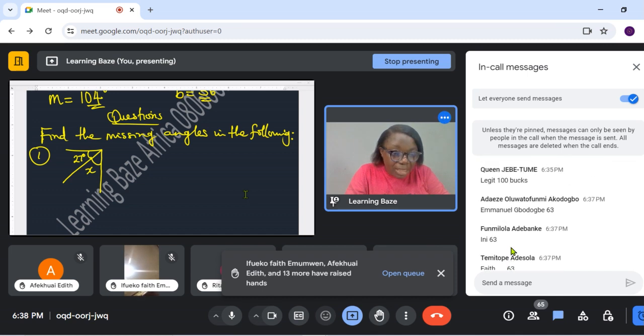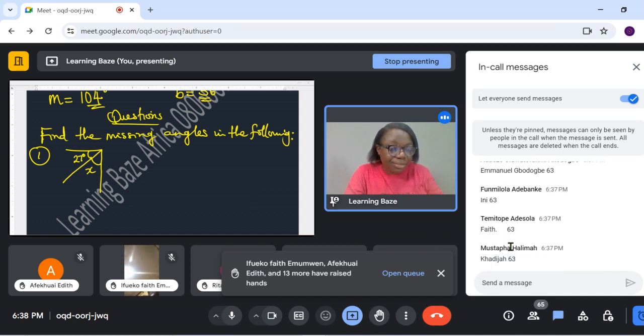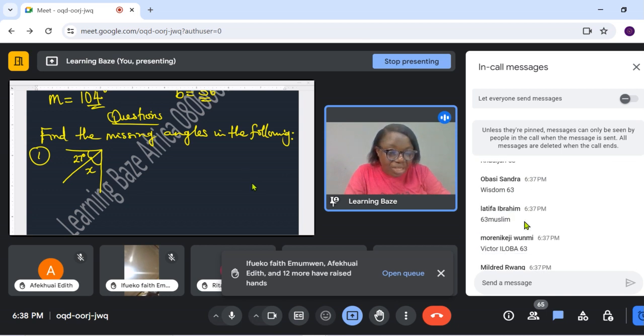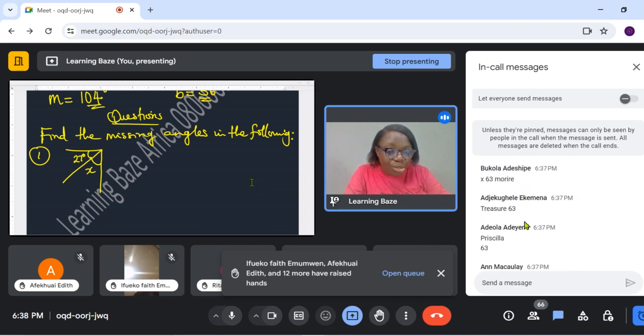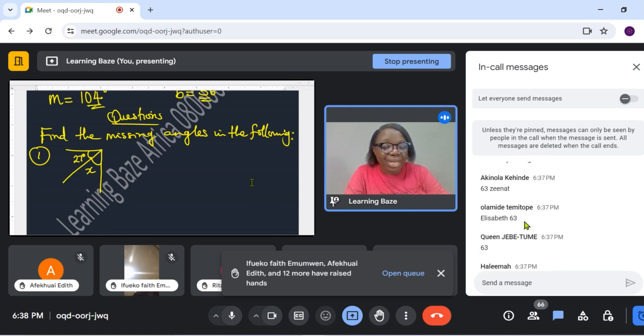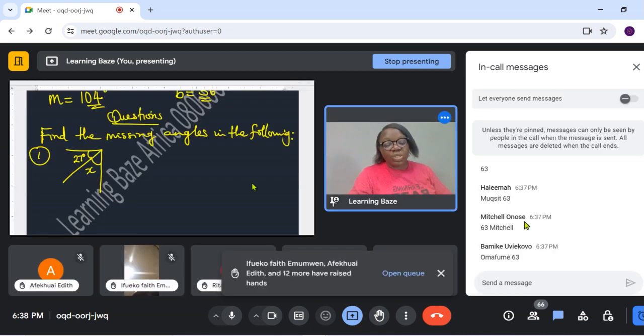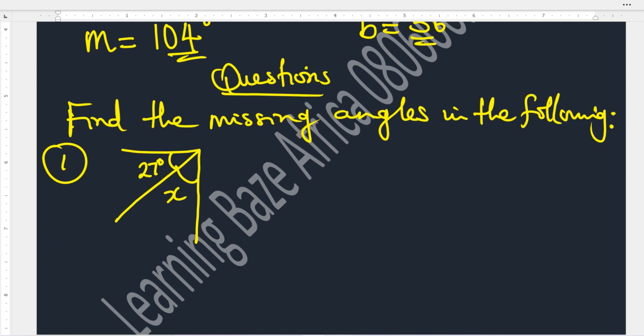Emmanuel is correct. 63 is the answer. Faith is correct. Ini is correct. Khadijat is correct. If you typed 63 as your answer, please give yourselves 3 stars. Keep the 3 stars for yourself. So you've won 3 stars tonight if you typed 63 as the answer. Let's move on to the next question.